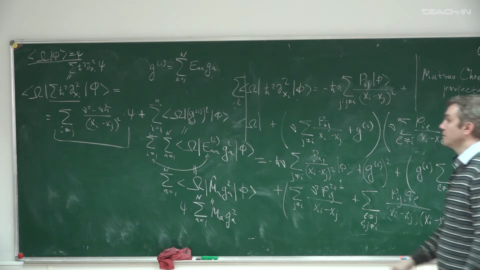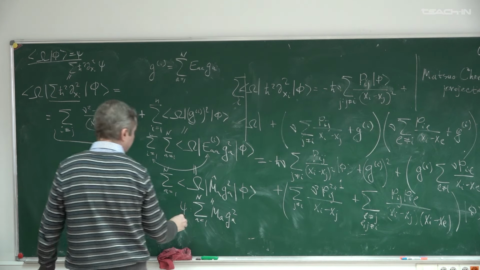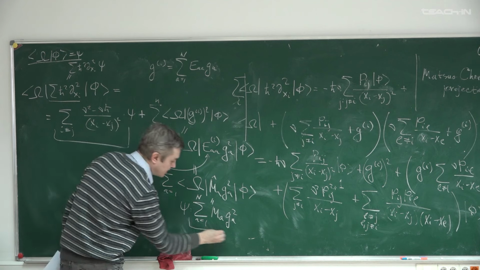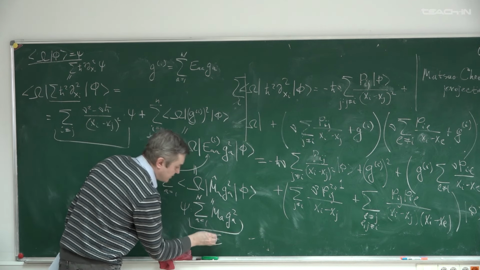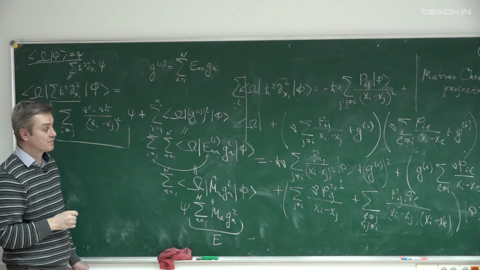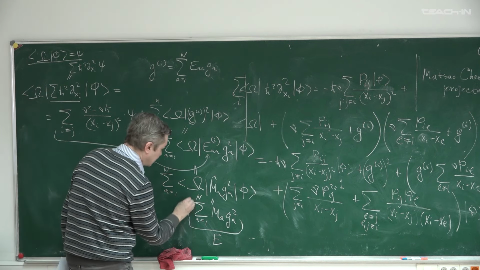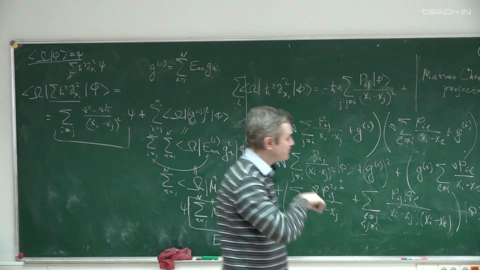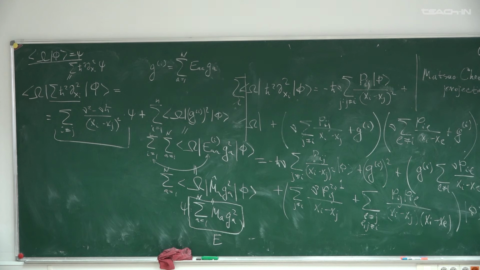And what is standing here? Here we have psi multiplied by some number. So this number is in fact a solution of the eigenvalue problem. I mean, it's a spectrum. So this expression is an energy. So this is a way how you may obtain many body systems from Knizhnik-Zamolodchikov equations.